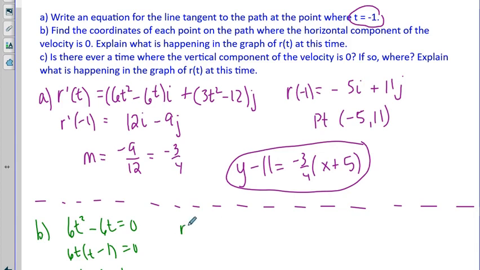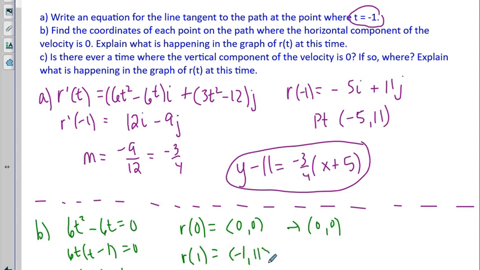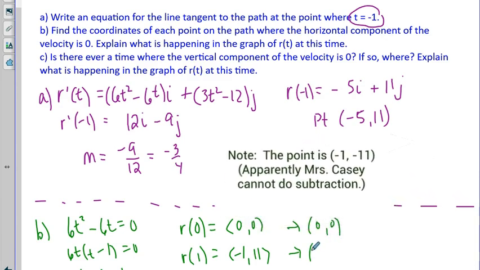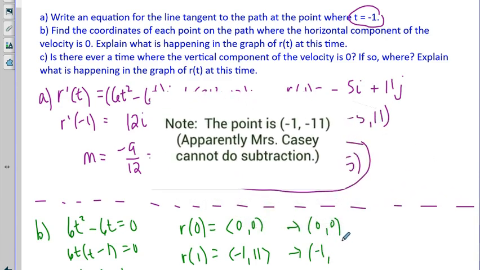All right, so let's figure out what points we're talking about this happening at. So we're going to go back to the position vector. At time equals 0, so r of 0, I get the vector (0, 0). But what that really means is at the point (0, 0), I have no horizontal movement. And then r of 1 is equal to (-1, 11). And I'm going to use the point (-1, positive 11).